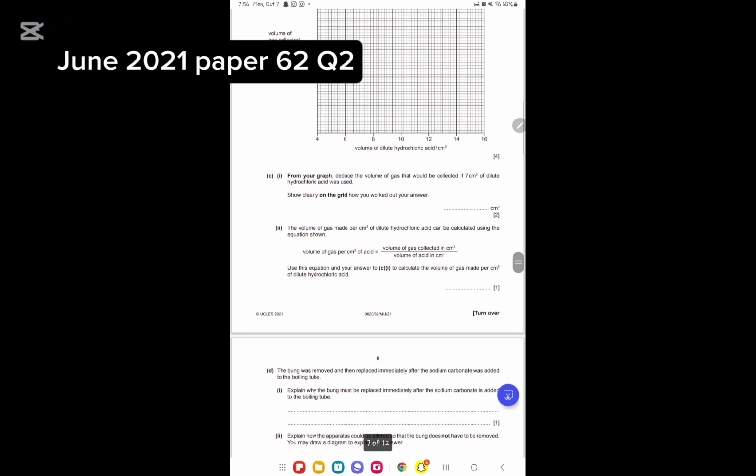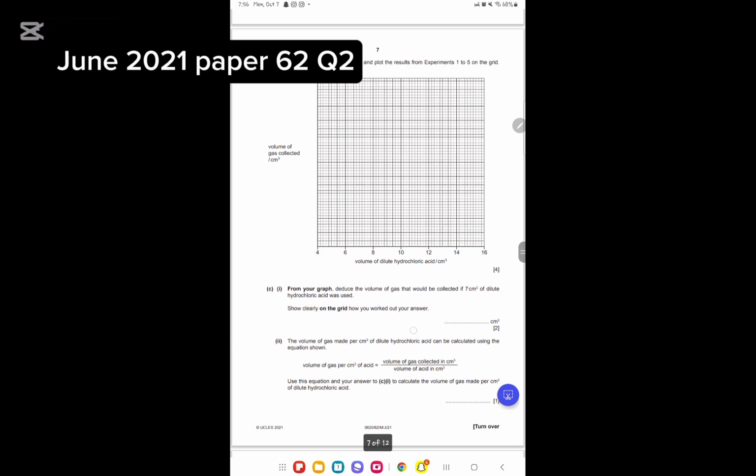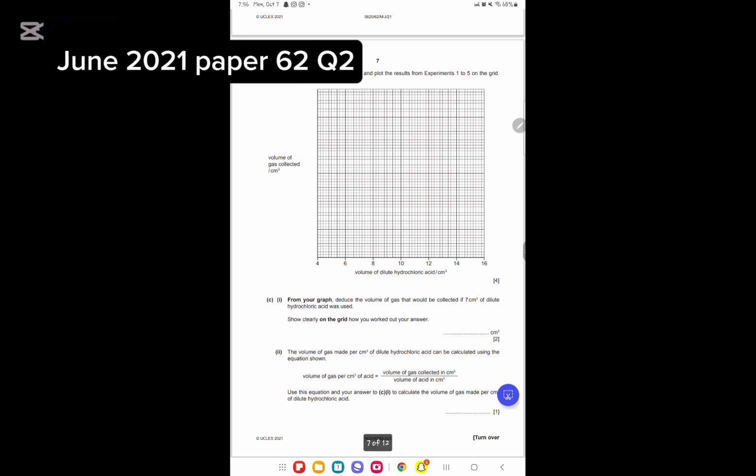Now for part C. From your graph, deduce the volume that would be collected if 7 cm³ of dilute hydrochloric acid was used. So logically thinking, if we use 26, okay, let me do it again, 56. Okay, so this is what our graph looked like. Let me now draw the slope.